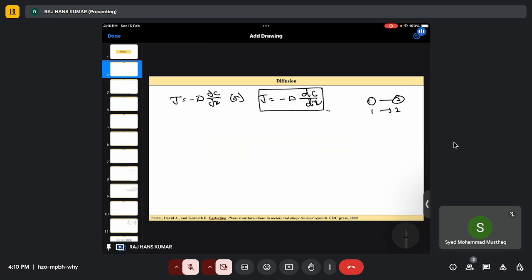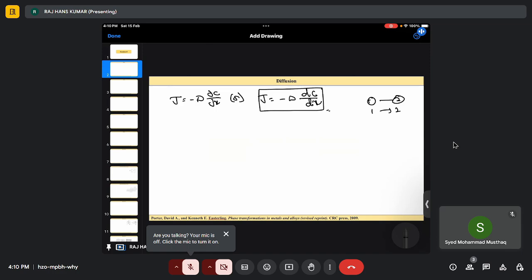So this is our Fick's first law. I'll also derive this again. In previous classes and previous sessions, I used a normal diagram to represent it. But now I will derive it in a different way.